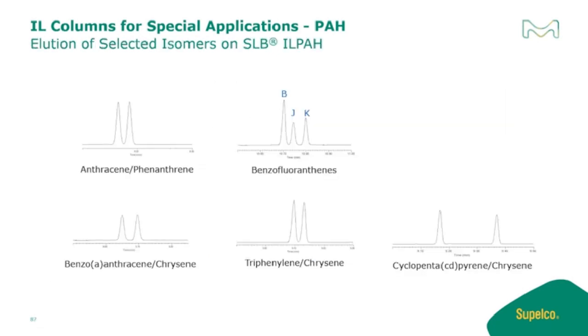You can see baseline resolution of the anthracene and phenanthrene, the only column that's capable of separating baseline all three benzo[b,j,k]fluoranthenes, benzoanthracene, the triphenylene, and the cyclopentadiene, very well resolved compounds. So it's, again, a specific ionic liquid phase designed to get guaranteed separation of these specific isobaric isomers.